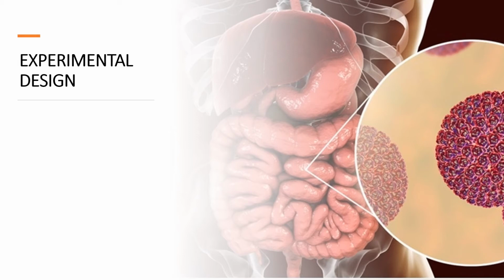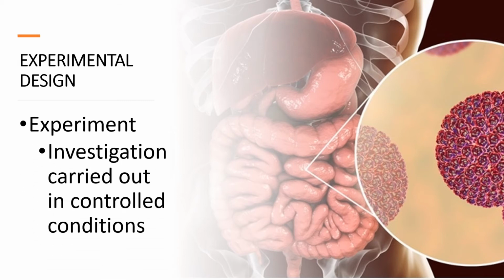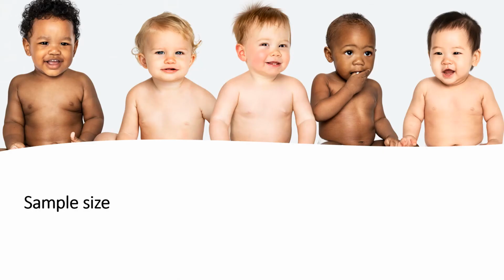Now, scientists test many hypotheses with the help of experiments. An experiment is an investigation carried out in controlled conditions. This section considers a real study that tested the hypothesis that a new vaccine protects against a deadly virus. By the way, in this section, we will be using rotavirus as our example. This is a kind of virus that causes severe diarrhea and takes the lives of hundreds of thousands of young children each year.